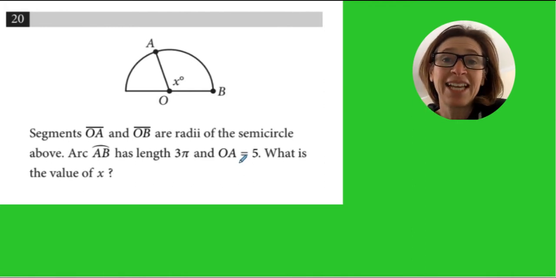Math Non-Calculator number 20. Very consistently, they put these questions about circles and arc length. And so you have to know your information about circles and what arc length really is.